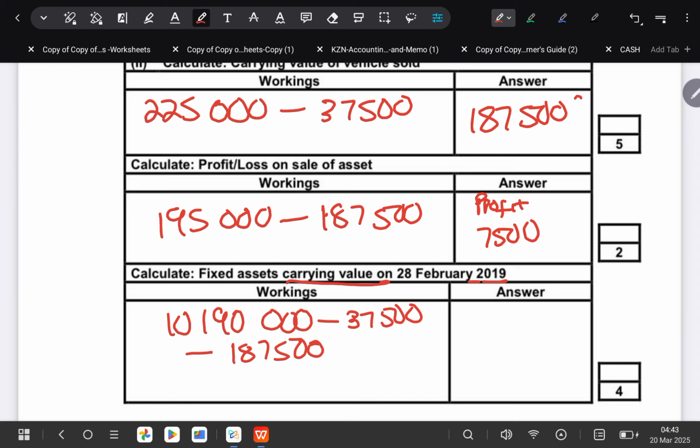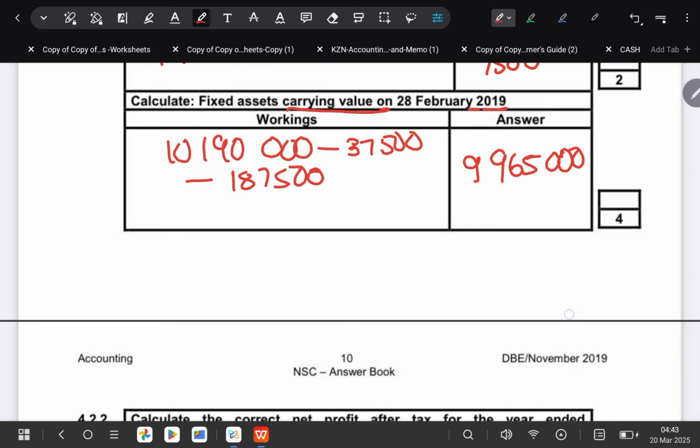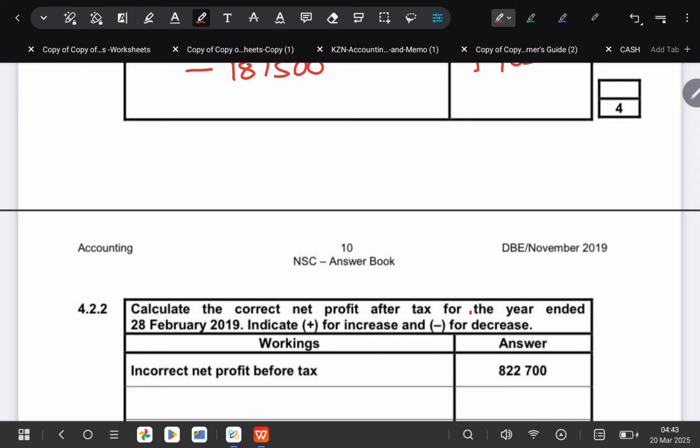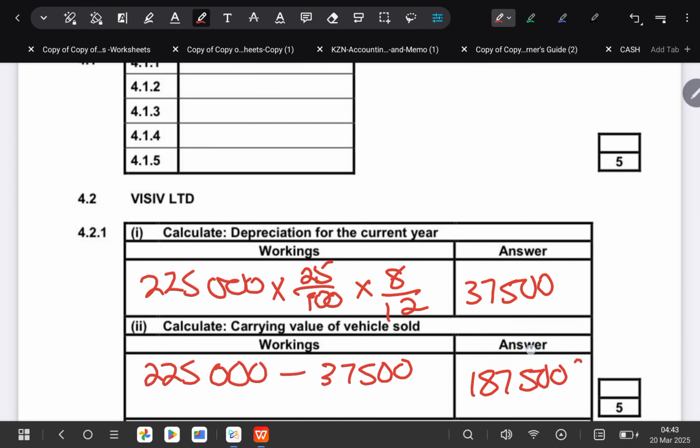So 10,190,000 subtract 37,500, and also subtract 187,500. It gives us 9,965,000, and then you are done with the first part. Remember, guys, you will always be given some fixed assets to work out when you do your balance sheet. Okay, so please make sure that you familiarize yourself with that.